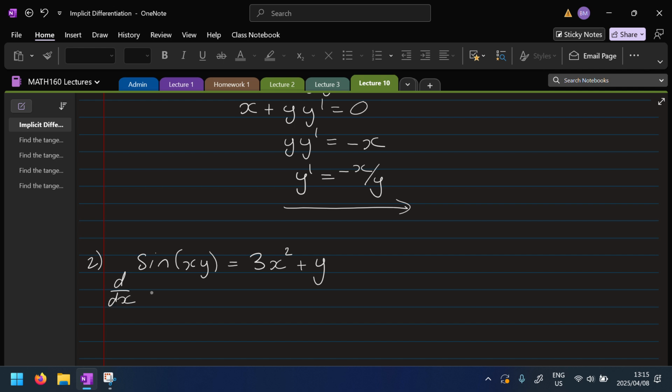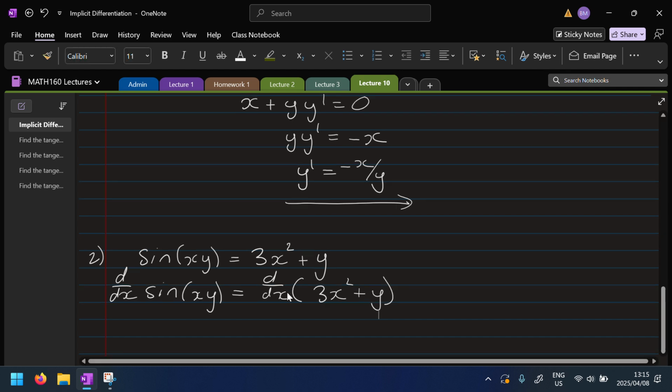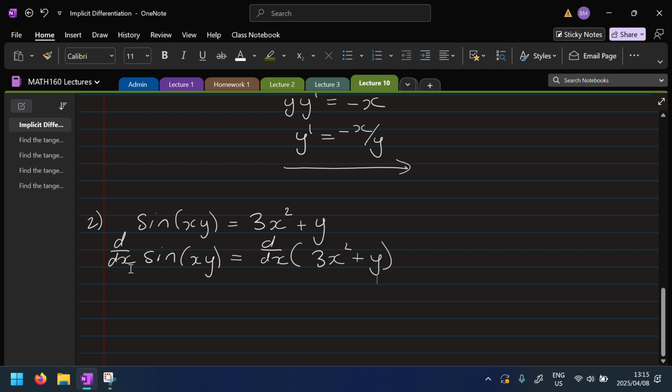So we're going to have d by dx of sine of xy equals d by dx of 3x squared plus y. Okay, same as we did before. Now we've got the derivative of sine, and sine has some inside function there, x times y. So we're going to have to use the chain rule on that. And also on the inside, we have a product of x and y, so we're going to have to use the product rule on this inside part.